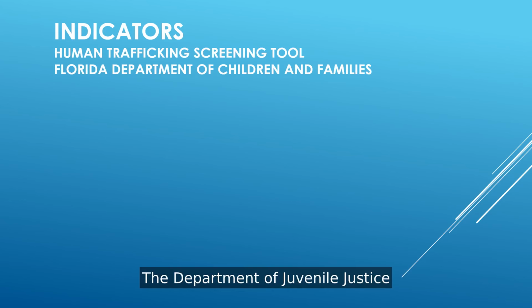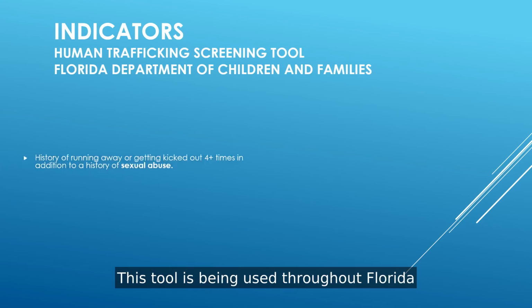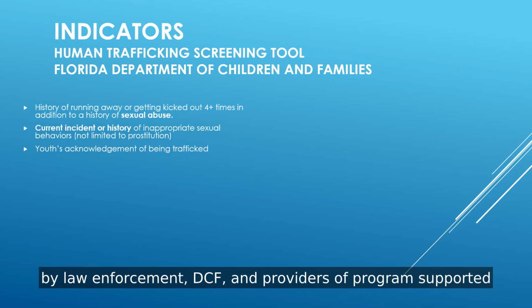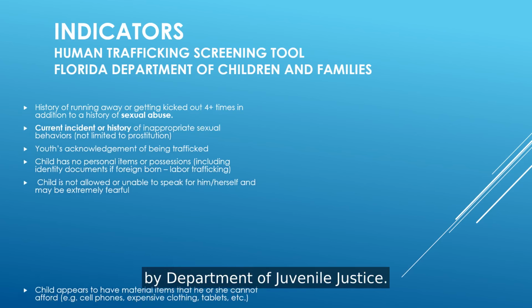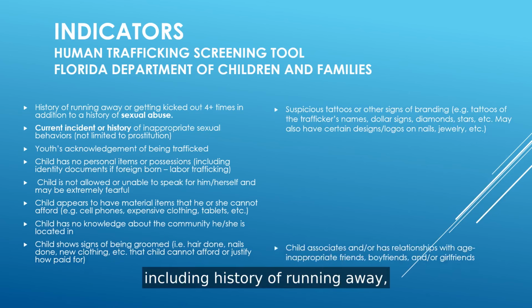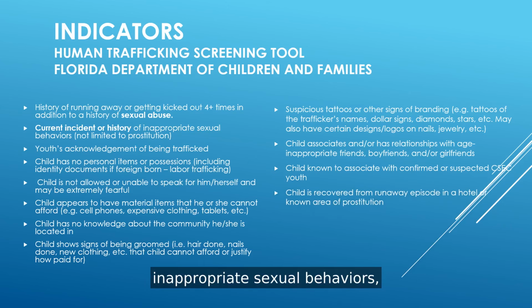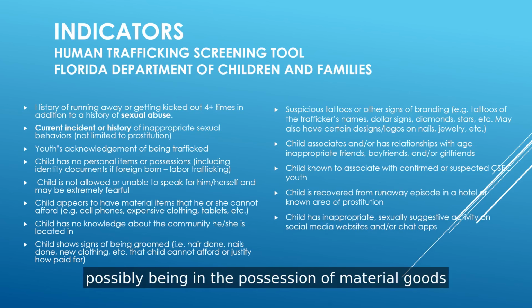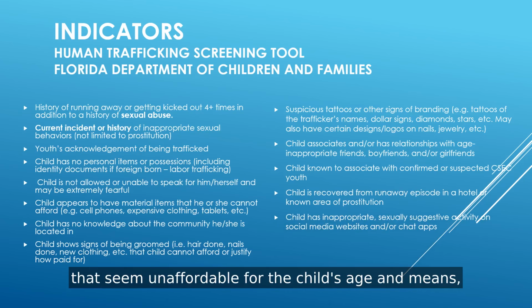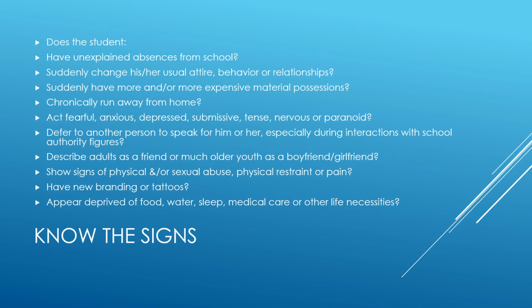The Department of Juvenile Justice and Department of Children's Services developed a screening tool to assess youth when trafficking is reported or suspected. This tool is being used throughout Florida by law enforcement, DCF, and providers of programs supported by the Department of Juvenile Justice. The screening tool helps to identify red flags that might signal the youth is being trafficked, including history of running away, history of abuse, inappropriate aged relationships, inappropriate sexual behaviors, fear of speaking for themselves, signs of being groomed, possibly being in the possession of material goods that seem unaffordable for the child's age and means, as well as other factors that assist the investigator to determine risk.